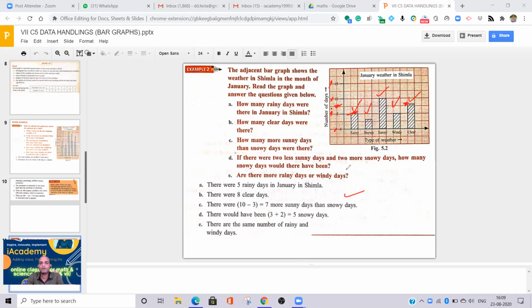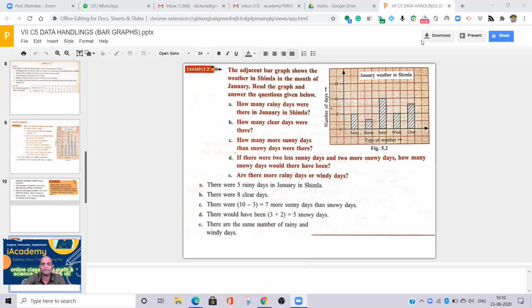You see, here we have added this, so this becomes 5. Now this is 5. Windy days 5. So what happens? Both are equal. Now the purpose of this topic is nothing but to represent the data in the form of bar graphs. Then you analyze the data and answer the questions. This is the basic information we collect from this data. Now it is clear. I hope it is loud and clear for you people.